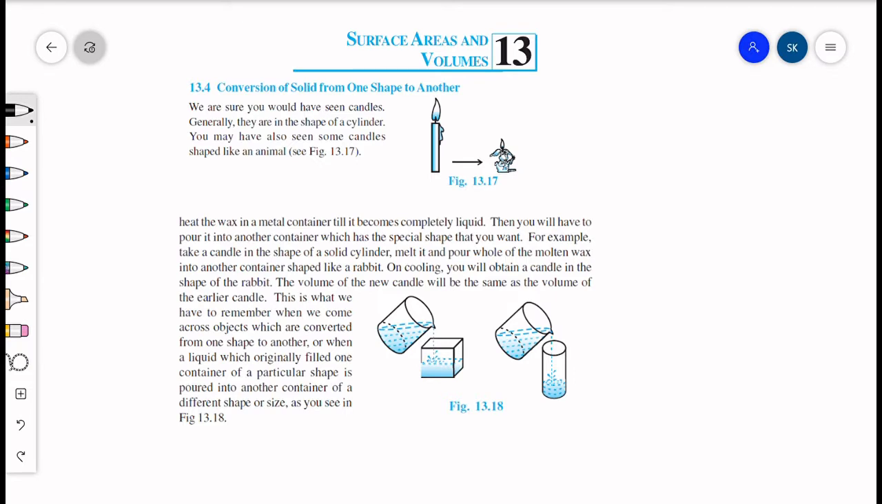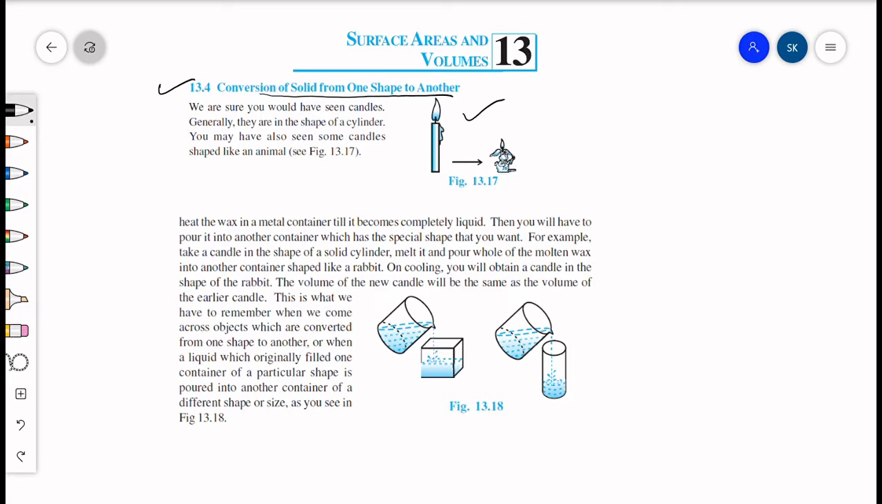Hello students. After learning how to calculate surface area and volume of combination of solids, let's learn on what principle conversion of one solid to another depends on. So that is today's heading, conversion of solid from one shape to another. As in your textbook, example of candle is there. So we'll start with the same example.